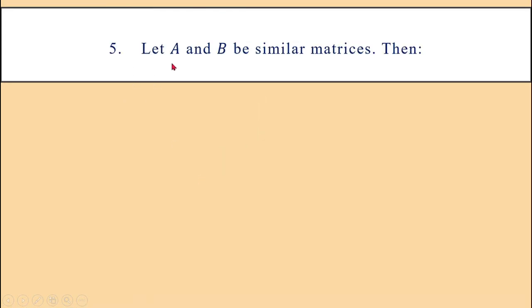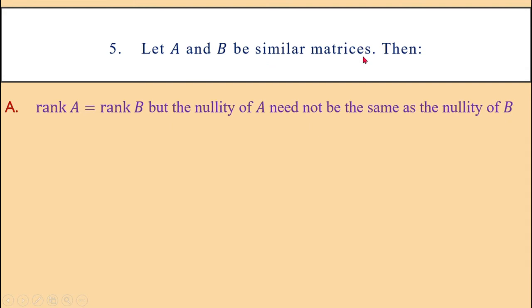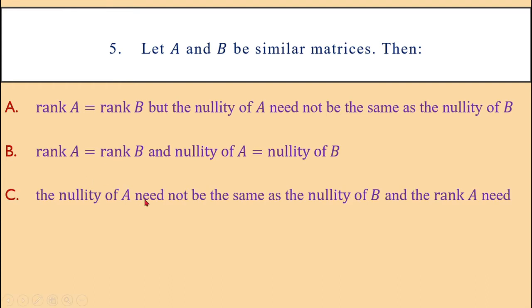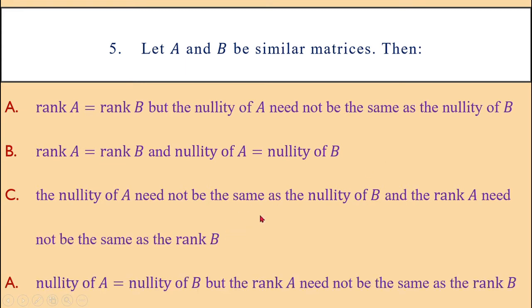Fifth question is, let A and B be similar matrices. Then the first option is rank A is equal to rank B, but the nullity of A need not be the same as the nullity of B. Second option is rank A is equal to rank B and nullity of A is equal to nullity of B. Third option is the nullity of A need not be the same as the nullity of B, and rank A need not be the same as rank B. And fourth option is nullity of A is equal to nullity of B, but the rank A need not be the same as rank B.